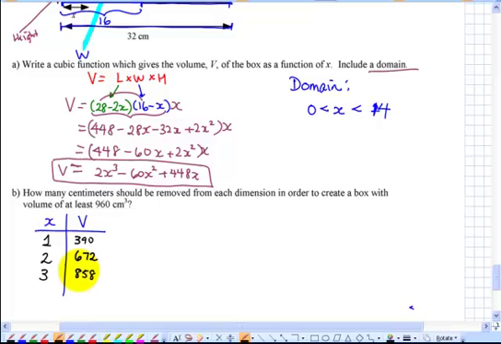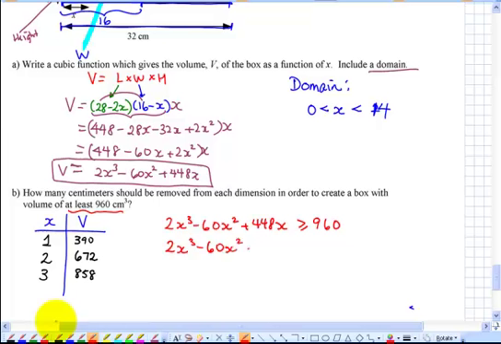Now, I'm going to use our graphing calculator to do this, because ultimately, before I use the graphing calculator, let me show you how you can do this by algebra. Because I said at least 960 centimeters cubed, that means your volume equation, 2x cubed minus 60x squared plus 448x, must be at least, meaning greater or equal to, 960. Okay, and if you wanted to do this, you can solve this cubic inequality.